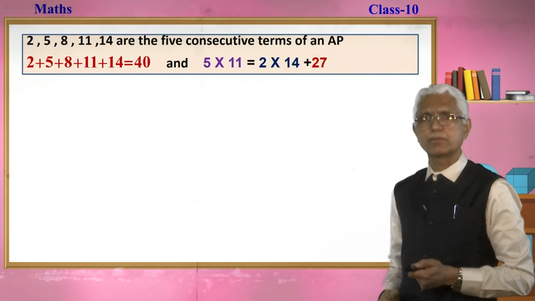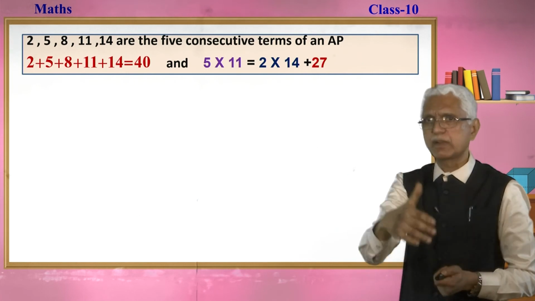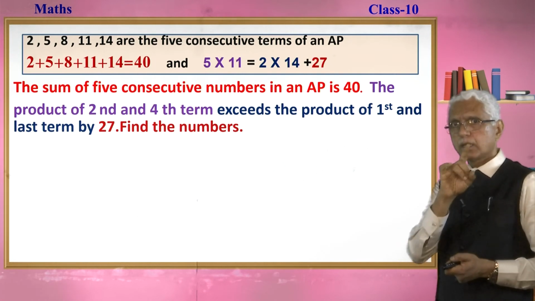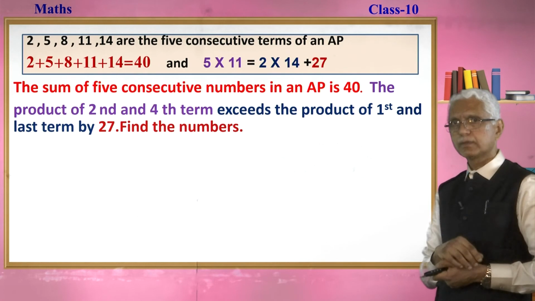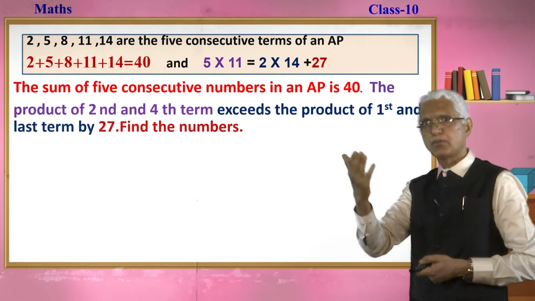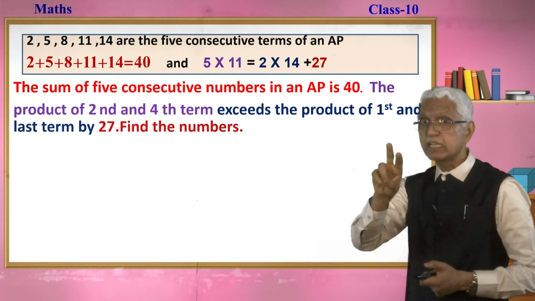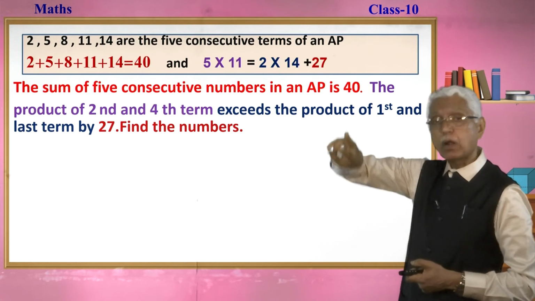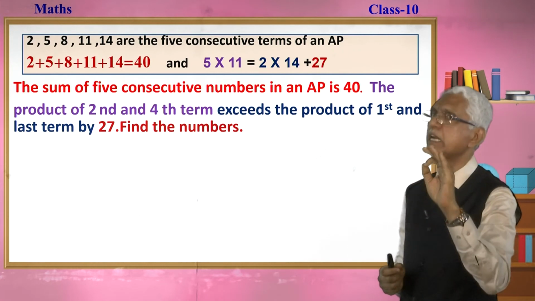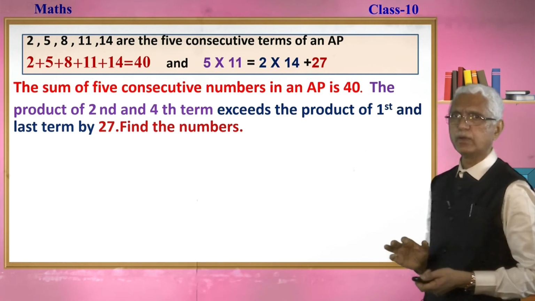They are the 5 consecutive terms, correct, and sum of them is 40, and they have given you something else. Construction of the problem we will see. We will take the construction. Please read. Okay, now I will go slow. 5 terms are in AP, wonderful. Sum of 5 consecutive terms is 40, correct. 2 plus 5 plus 8 plus 11 plus 14 is 40, excellent. The product of the second and the fourth exceeds the product of the first and the last. You need to be very careful with such word problems, correct. You have to be extremely careful.